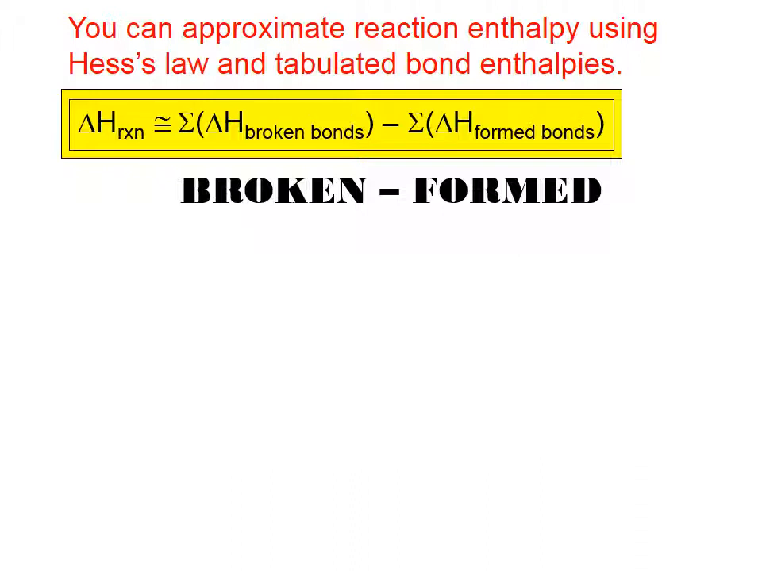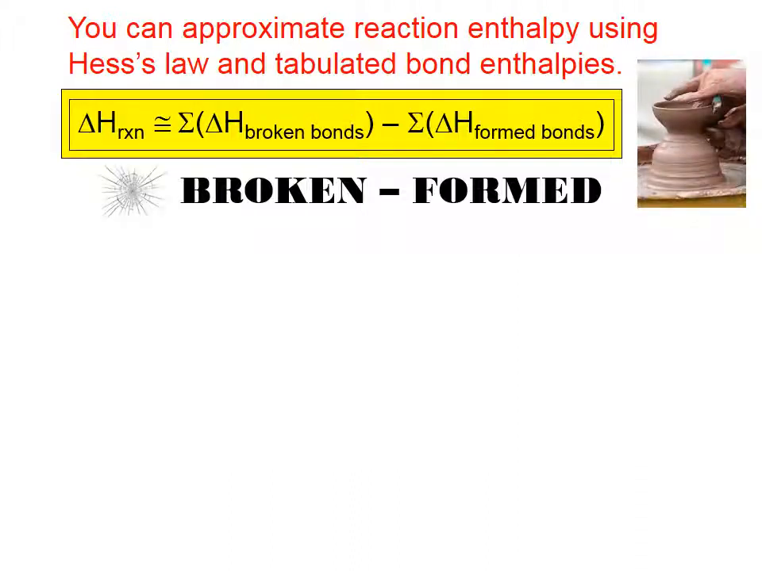If you tally up the bond enthalpies of the broken bonds and subtract the bond enthalpies of the formed bonds, that will give you a pretty good approximation of the reaction enthalpy, and will then tell you whether the reaction is exo or endothermic. The reason that the formula is broken minus formed is because whenever bonds are broken, you have to put energy in, which means that energy will have a positive sign. Whenever bonds are formed, energy is released, and that has a negative sign. So that's why we have this equation, broken minus formed.